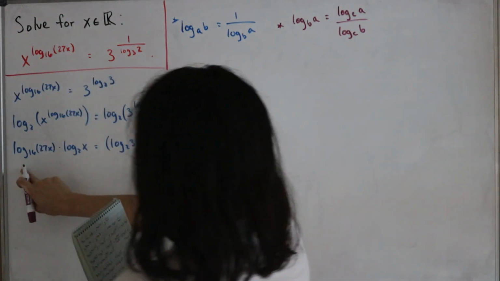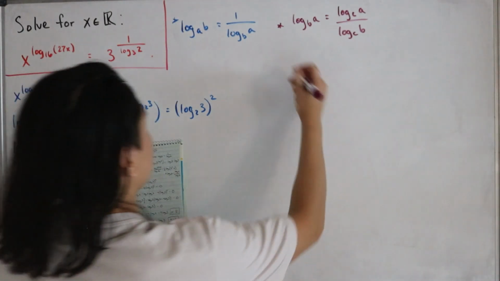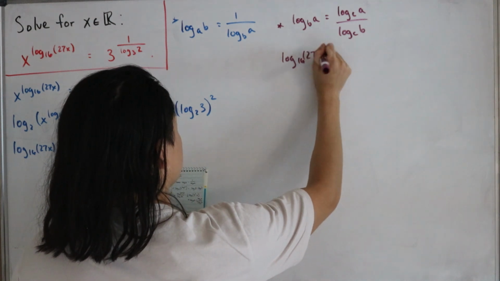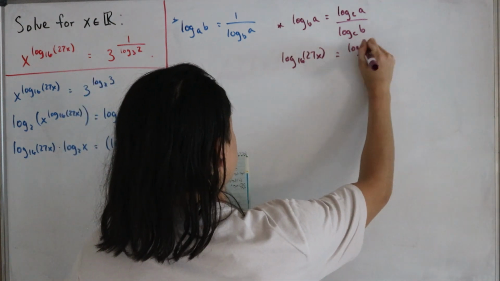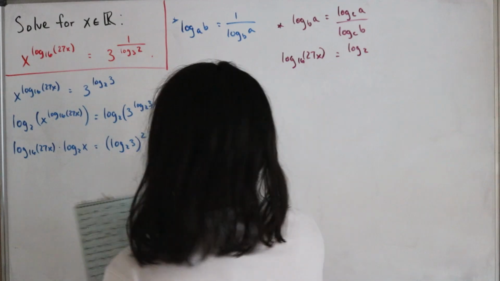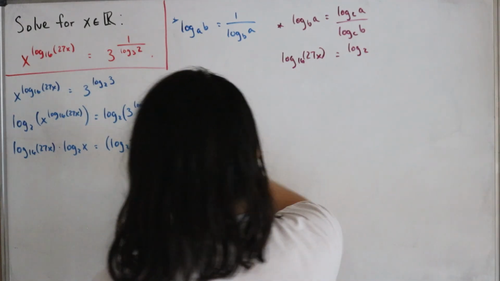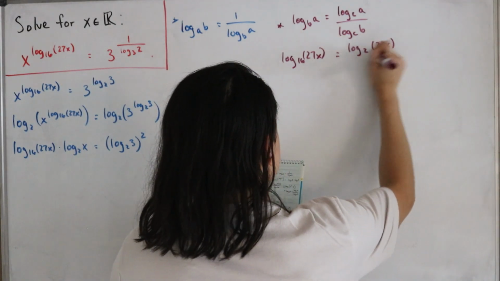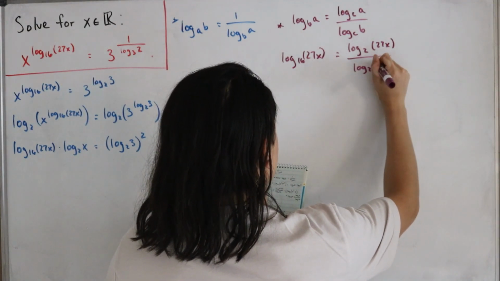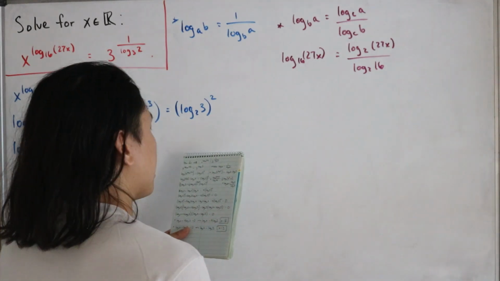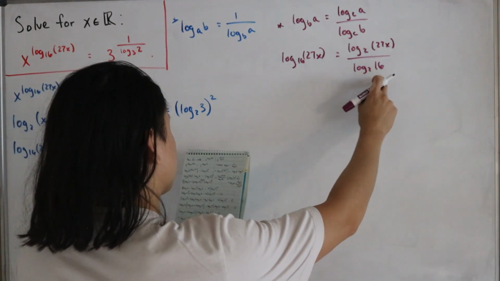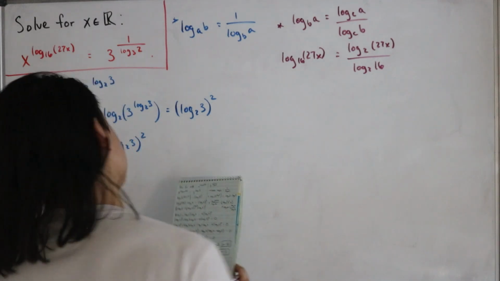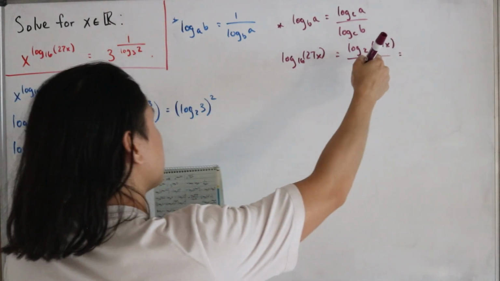We utilize this for log base 16 of 27x. That can be written in terms of base 2, which is what we want in order to get everything together. So I have log base 2 of 27x divided by log base 2 of 16. What you'll notice is that log base 2 of 16 is simply going to equal 4. Thankfully, that makes things a little easier, and we can simply reduce it down a little bit.